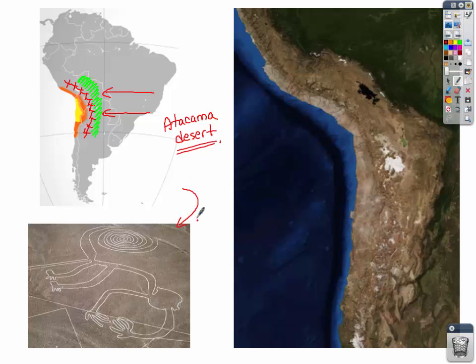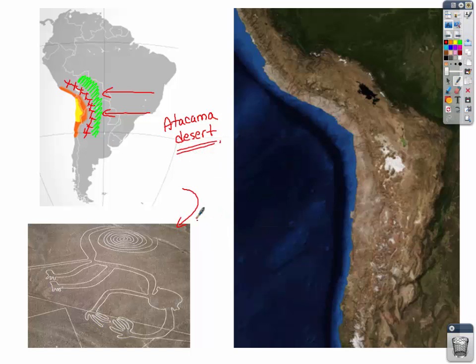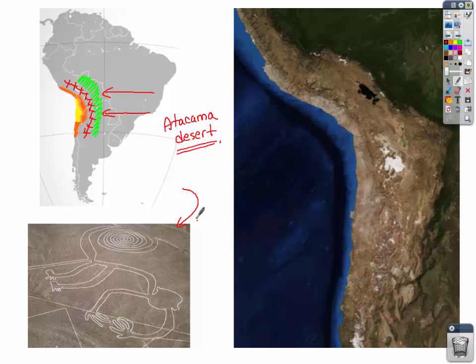Known for something called the Nazca Lines, a very mysterious civilization that lived in this region. Not much is known about those people or why they made these very intricate symbols of monkeys and spiders and other things in the mountains along the coastline. Those of you who get into anthropology, you might study the Nazca people. Very interesting civilization.